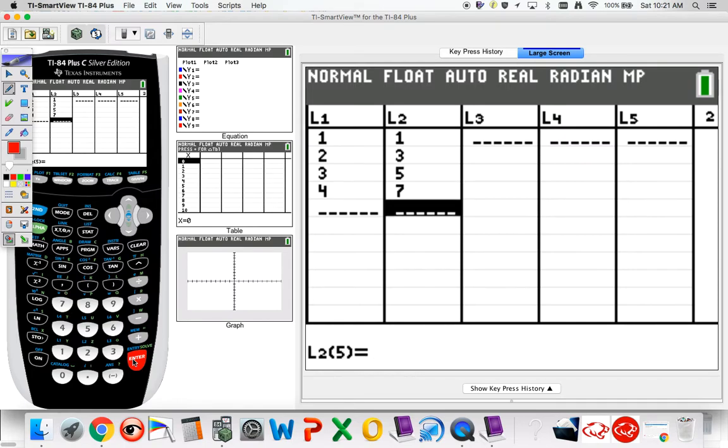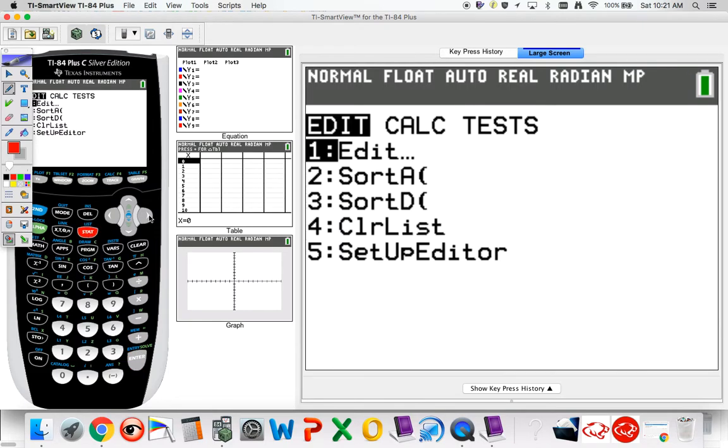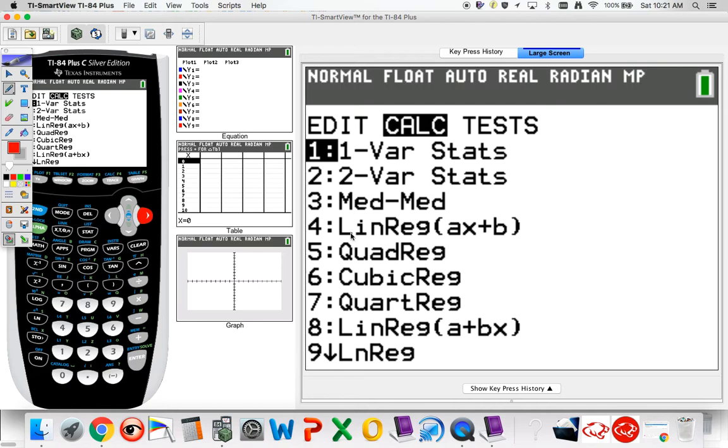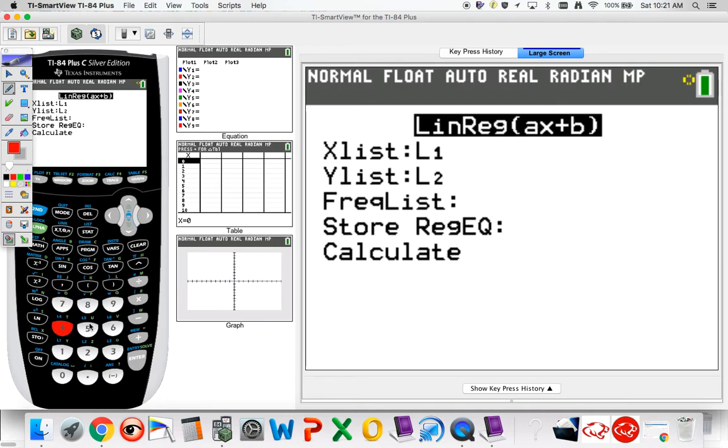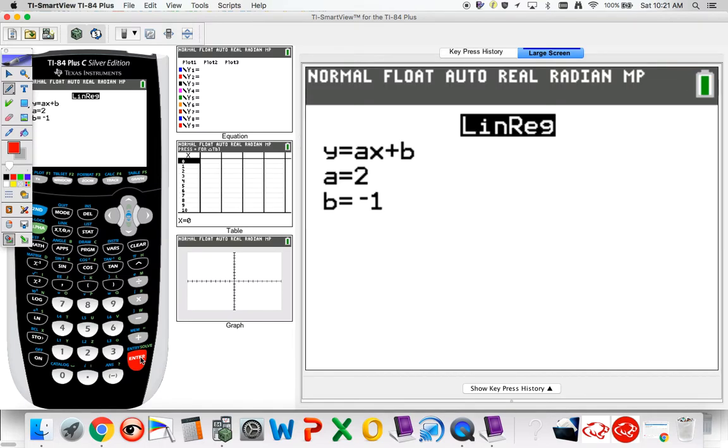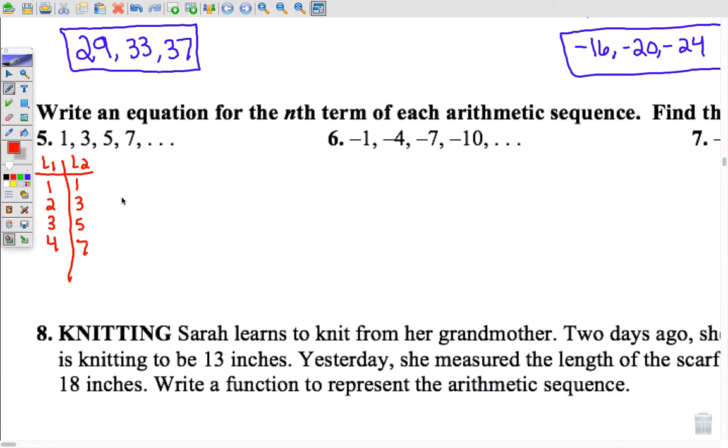Okay, so what we're going to do is go back to stat, over to calc, and we want number 4 because we're looking at linear. So number 4, hit enter through all this stuff until you get to calculate. And once you hit enter, here's my equation. Y equals, okay, A is 2, you leave your X there, and then my B was a minus 1. So I'm going to write down Y equals 2X minus 1.